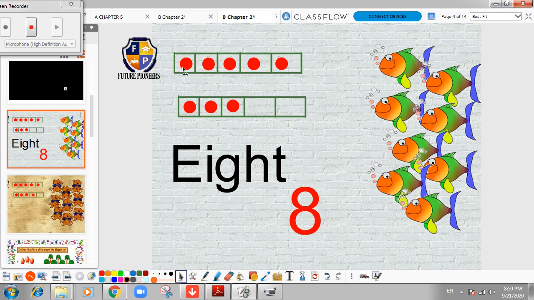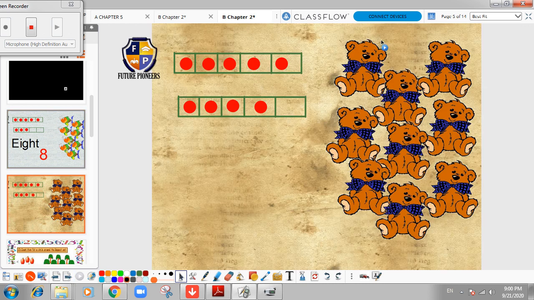So how many dots here I have? 1, 2, 3, 4, 5, 6, 7, 8 dots. Wow, what can you see in this picture? You can see a lot of teddy bears. Of course, all of you have teddy bears in your rooms.